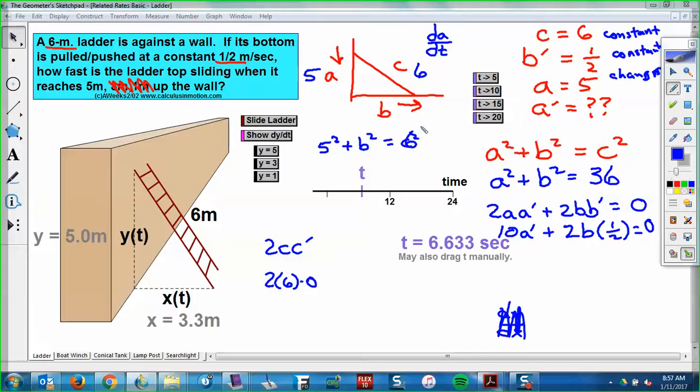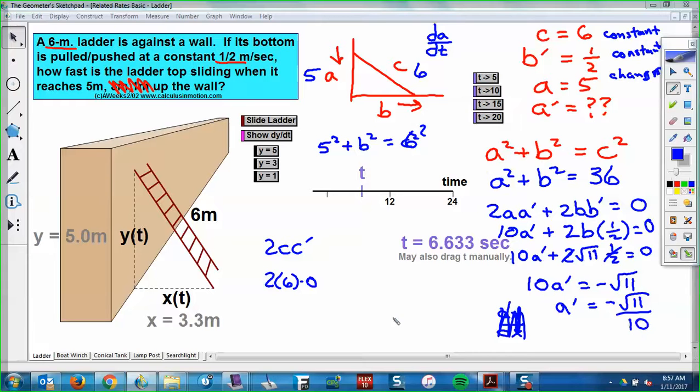So what do we get? That's 6 squared, so 36 minus 25 is what, 11? Square root of 11. Well, let's just put a square root of 11 in there. So I've got 2 square root of 11 times a half. Of course, the half and the 2 are going to cancel. So I've got 10a prime plus square root of 11 equals 0. So 10a prime equals negative square root of 11, and a prime equals negative square root of 11 over 10. Tell me that as a decimal. And it is negative, like we thought it should be.